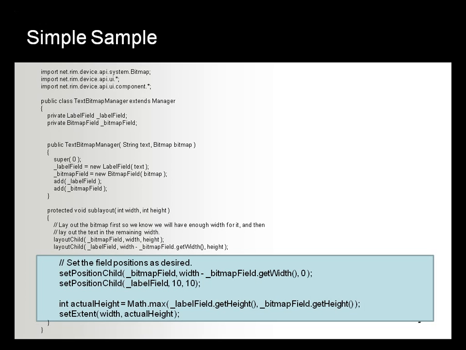Now we need to set the position of our components in the manager. We put the bitmap field on the far right of the manager and the label field on the left side of the manager but centered horizontally. After that, we calculate the height of the manager, which depends on the bitmap field height, and using the setExtent method, we set the desired width and height of the manager.